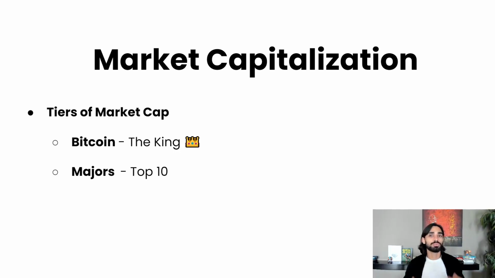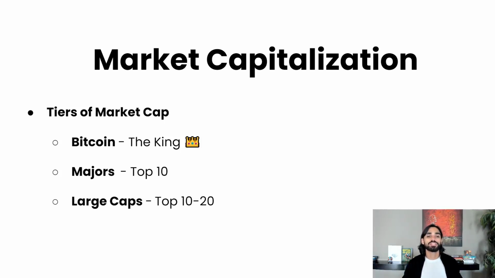So we have Bitcoin, generally the largest and the least volatile. When it goes up, the market goes up with it. When it goes down, the market goes down with it. Then we have the majors, the top 10s. These are similar to Bitcoin. Sometimes they can push the market up by themselves, not always, and sometimes they can go up and down irrespective of what Bitcoin is doing.